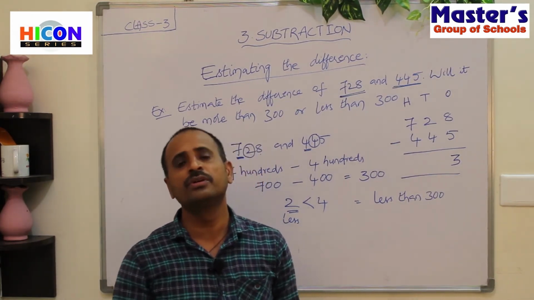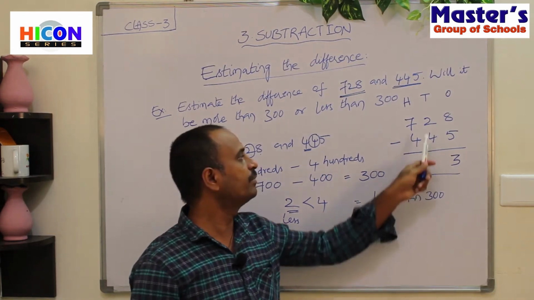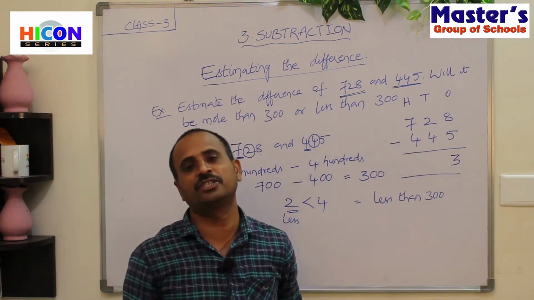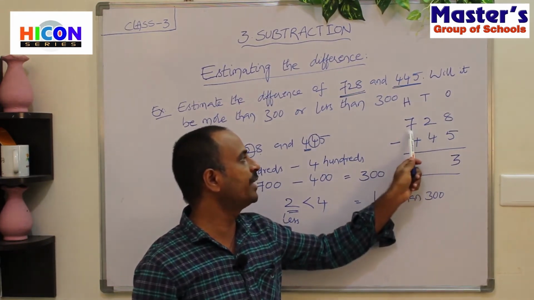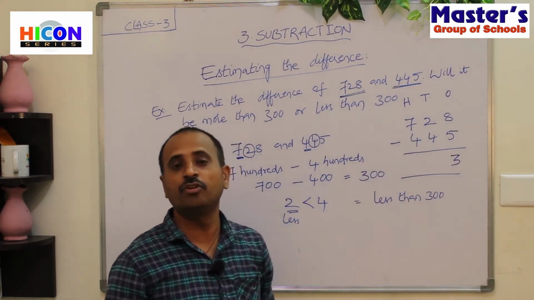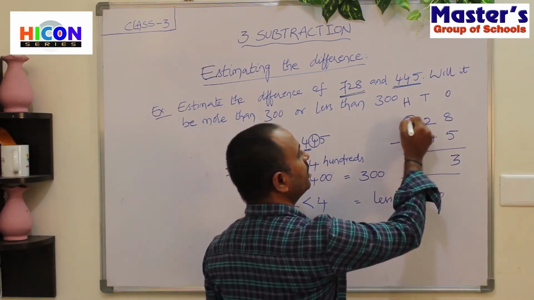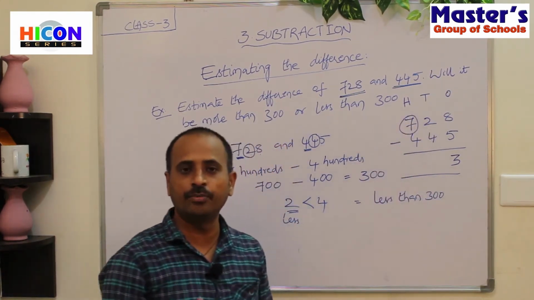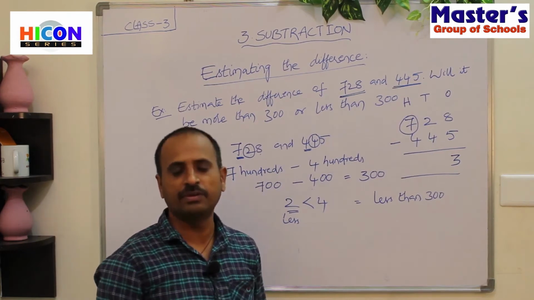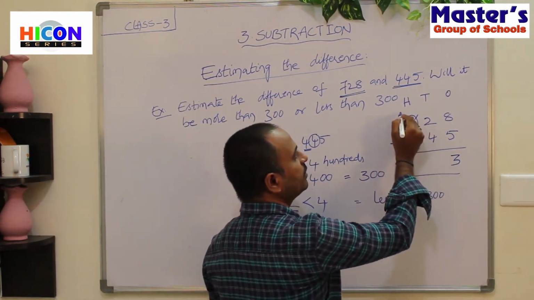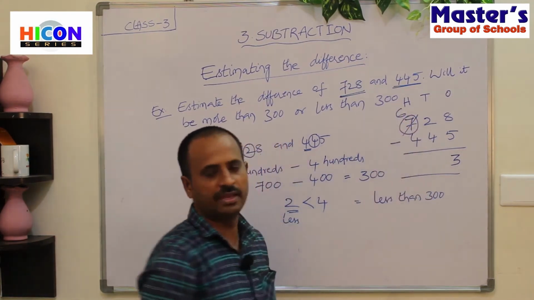Now what we have to do? We have to borrow from its next place. That means we have to regroup its next place. What is its next place? 7. That means how many sevens are there? How many hundreds are there? 7 hundreds are there. So borrow 100 from 700. If we borrow 100, then how many hundreds will be there? 6 hundreds will be there.